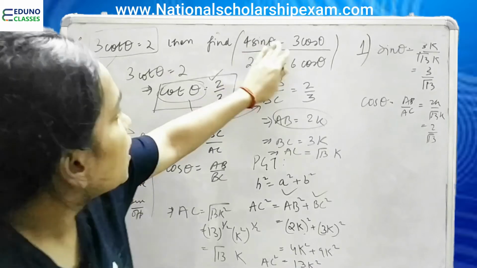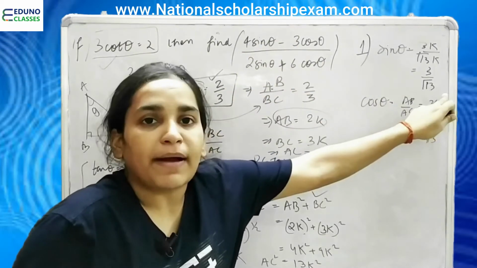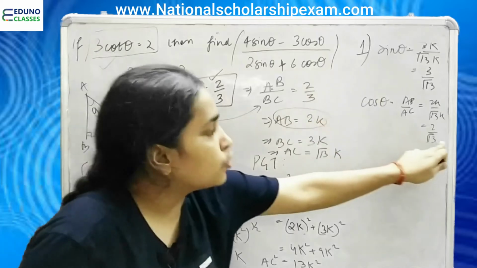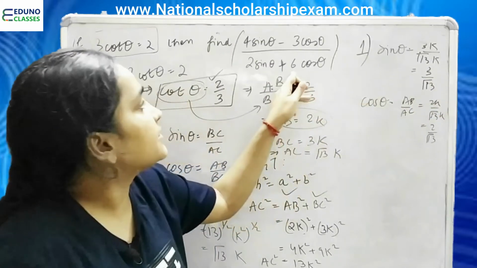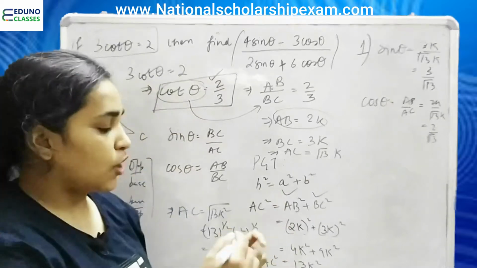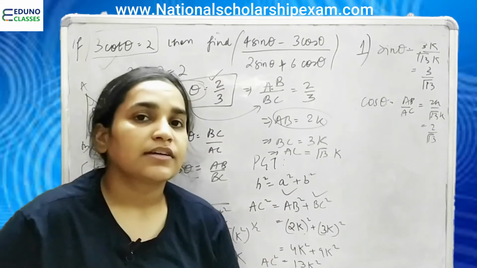Put the value of sine theta and cos theta here. 4 into 3 by root 13 minus 3 into 2 by root 13, 2 into 3 by root 13 plus 6 into 2 by root 13, and solve it. But don't you think this is a waste of time?